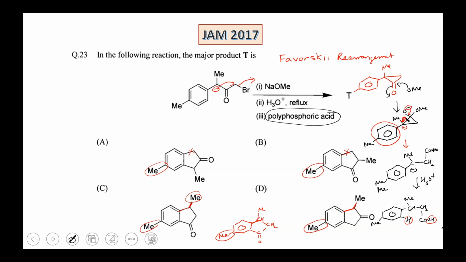Now we can see that here the product has a CH methyl followed by CH2 then C double bond O. So this is wrong. So option A is wrong, option B is wrong, option D is wrong. So option C is the right answer. So you have got three reagents here. So sodium methoxide, Favorskii rearrangement typical, then hydrolysis, which hydrolyzes the ester to acid, and also the carbanion generated will be converted to CH. Then you have polyphosphoric acid. This polyphosphoric acid does the cyclization step. So we have finished all the four reactions.